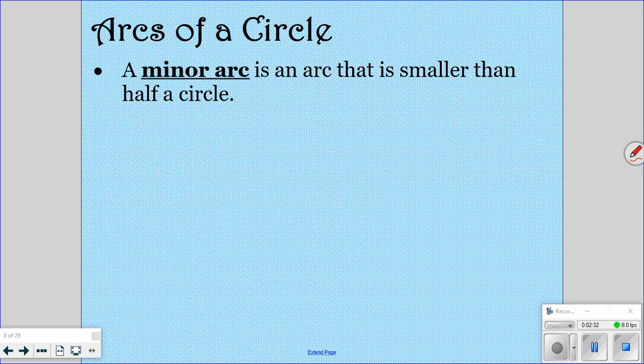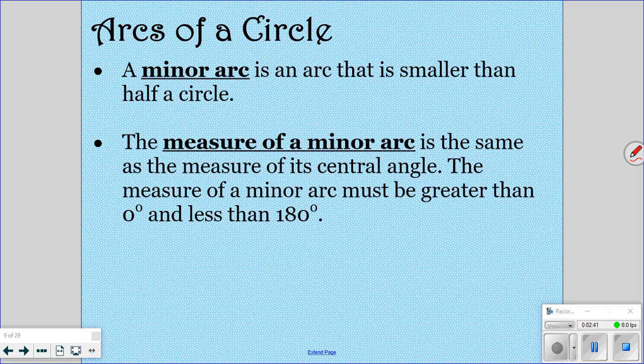We're going to look at minor, major, and semicircle arcs. So a minor arc is one that is smaller than half of a circle. A minor arc is always going to be between 0 and 180 because it has to be less than half of a circle. A whole circle is 360, so half of 360 is 180, so this one has to be less than 180. The minor arc measure is the same as the measure of the central angle. So if the arc from here to here is 85 degrees, this central angle here is also going to be 85 degrees.